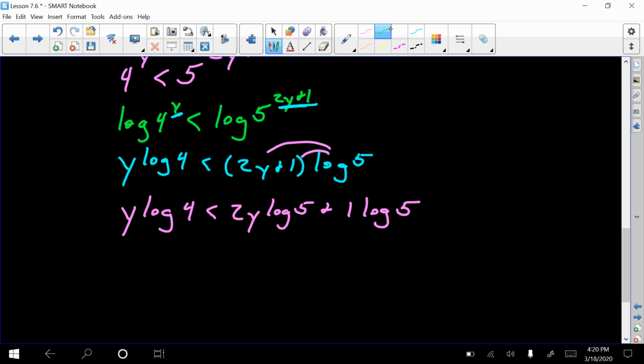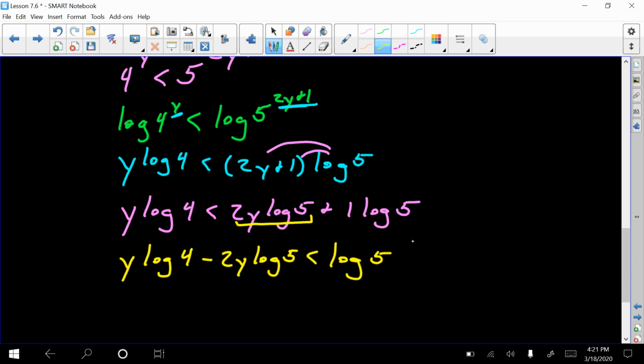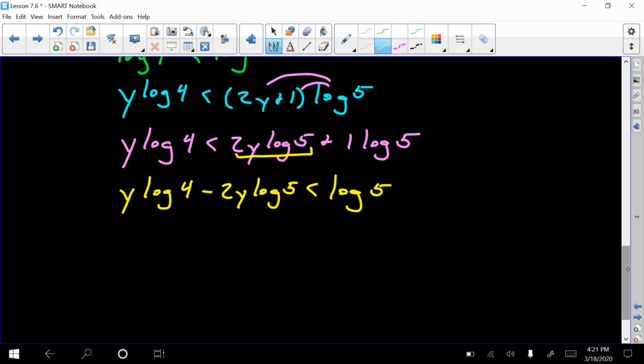And now if we think of our equations, remember we always want to move variables to one side and keep our numbers to the other side. So I'm going to move all of this to the other side by subtracting. Since it's positive, we're going to subtract it over, which then gets us y log of 4 minus 2y log of 5 being less than log of 5. Since 1 times anything is just whatever that anything is, I'm just going to get rid of the 1 for now.